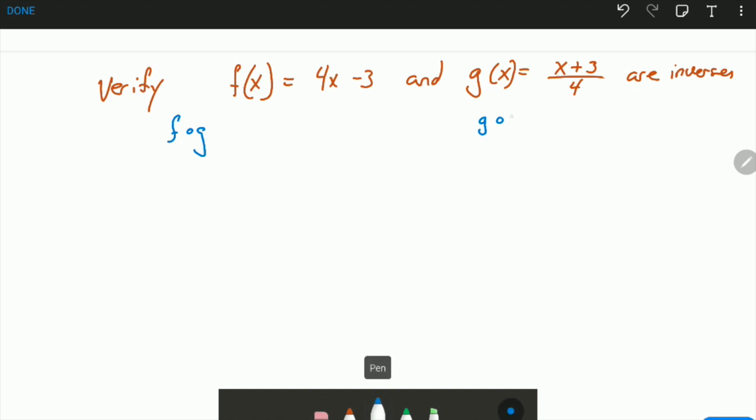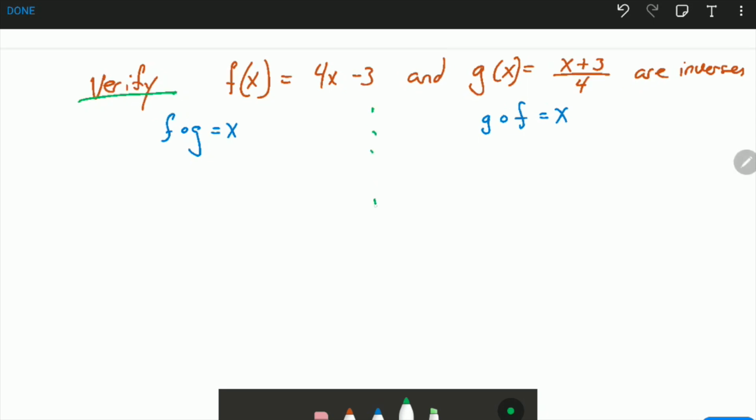If we do both of these compositions, and they both simplify to be the identity function x, then these two functions are inverses. Remember, verify is a word that means to prove, which means if you are doing this for the purpose of a course, every step would be the answer. Verifying is showing that it's true, so you have to show it instead of just skipping through all the individual steps. So if I set this up, f would be my outside. It means f of g of x.